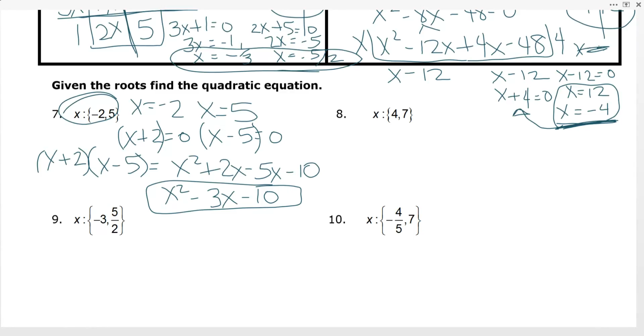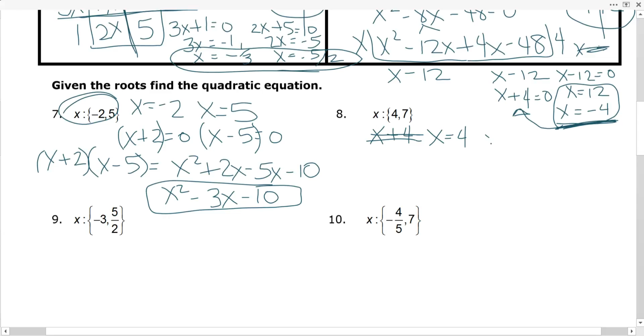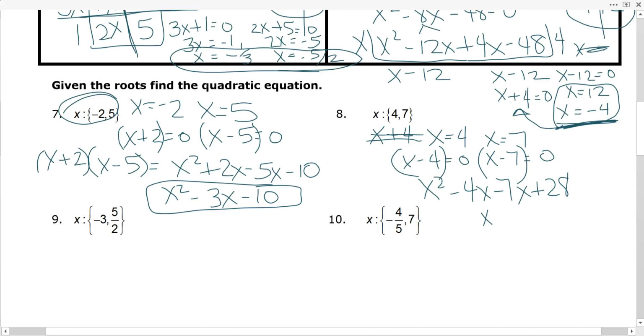Okay, number 8. X equals 4. X equals 7. Getting ahead of myself there. X minus 4 equals 0. X minus 7 equals 0. I'm going to multiply these two guys together, and I'm going to have x squared minus 4x minus 7x plus 28. And that's going to be x squared minus 11x plus 28. So, working backwards from my roots, I can find my quadratic equation.